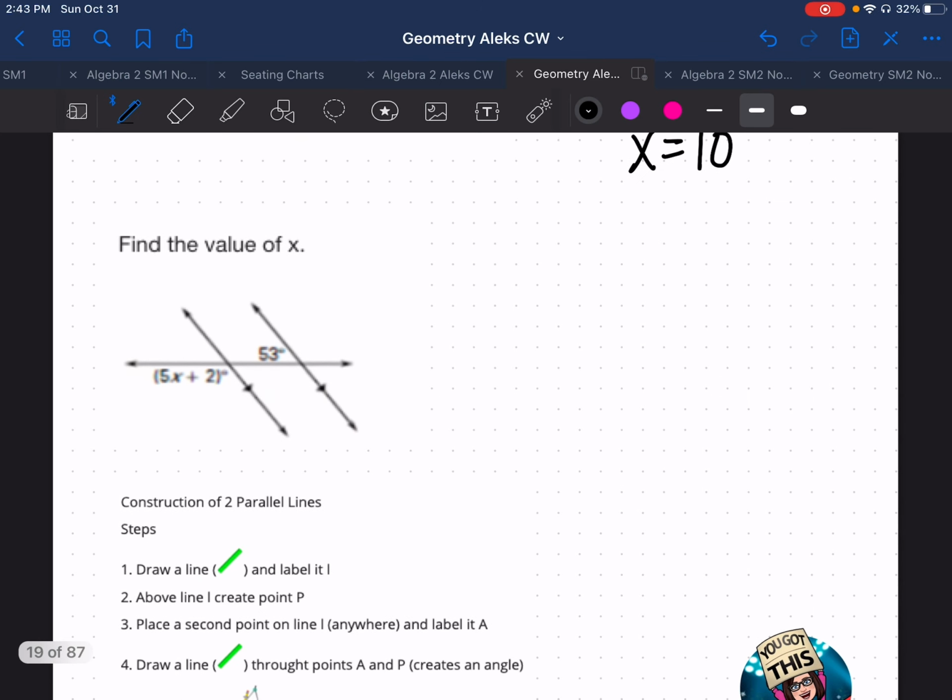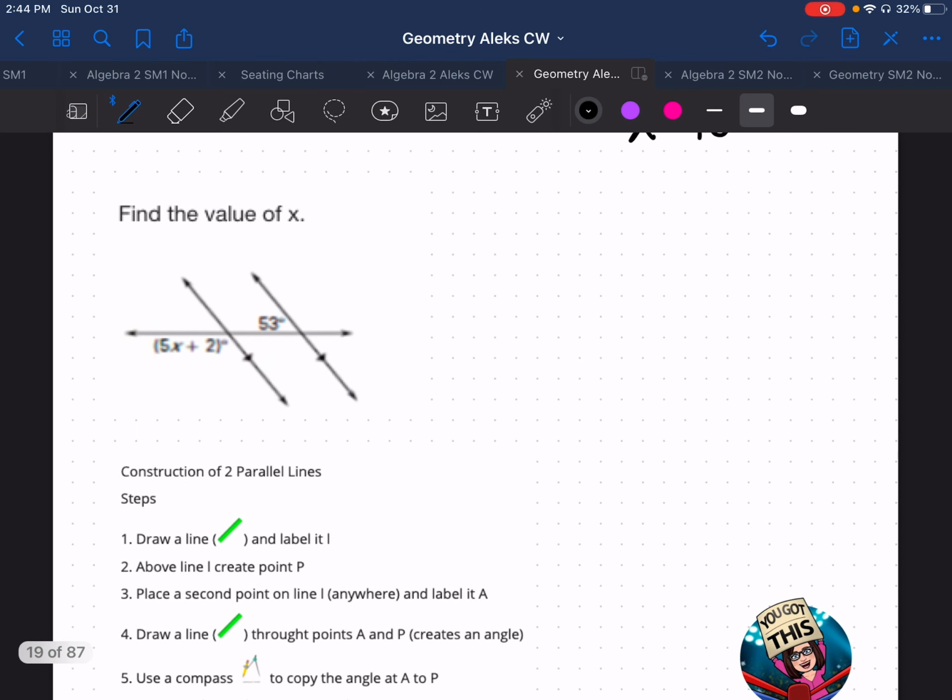Be careful on this one. You are going to find this question on your test, and it was on your assignment as well. You're going to have to solve for x, this angle and this angle. I'm kind of foreshadowing that they're not the same type of angle. Okay, that's just a little foreshadowing here.